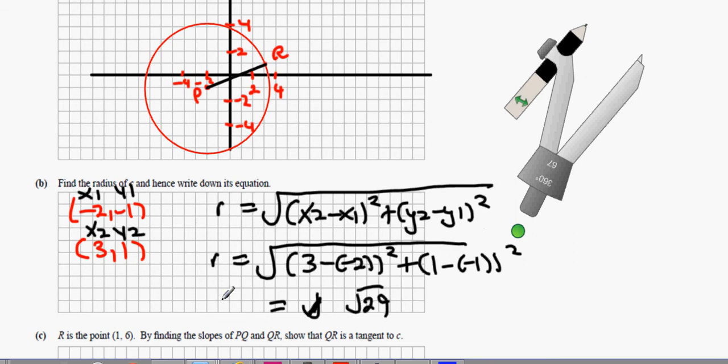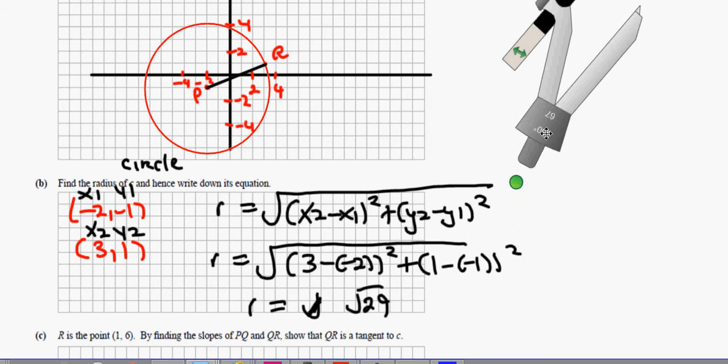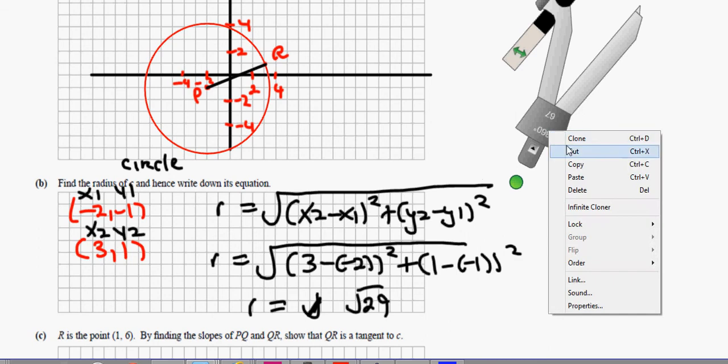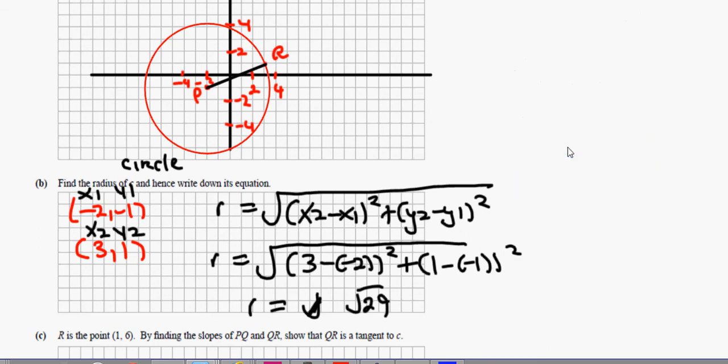Now, it says find the radius of C. C stands for the circle, and hence write down its equation. So how are we going to go about writing out its equation? To write out its equation, you're going to look up the equation of a circle formula. The equation of a circle formula is (x minus h) squared plus (y minus k) squared equals r squared.